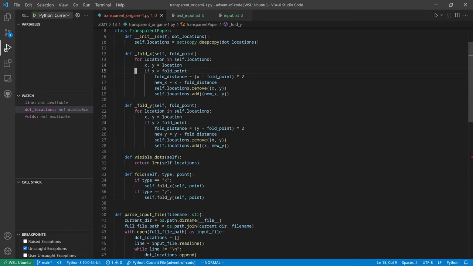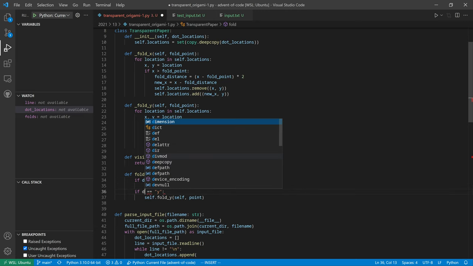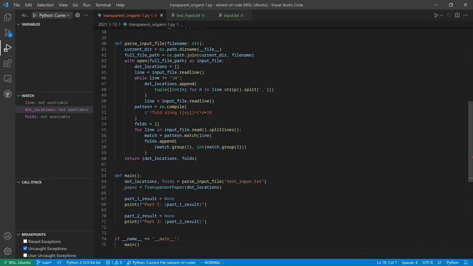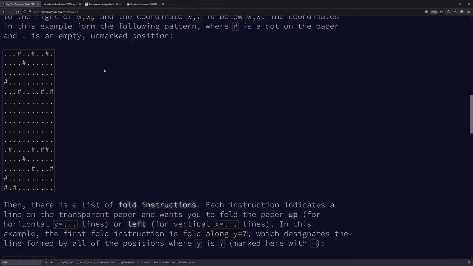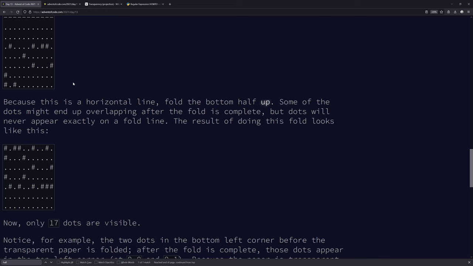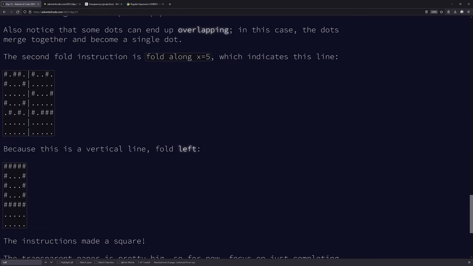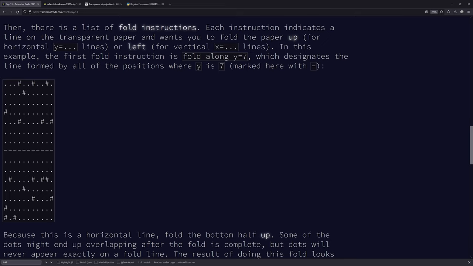We could have used getAttr here and setAttr and whatnot to make this the same function and not do this kind of thing, but that's fine. Instead of type, let's do dimension. Let's just make sure we're doing this correctly. Fold along Y. If you fold along Y, fold along X equals 5 is an X comparison fold, yes. And fold along Y is a Y comparison fold.